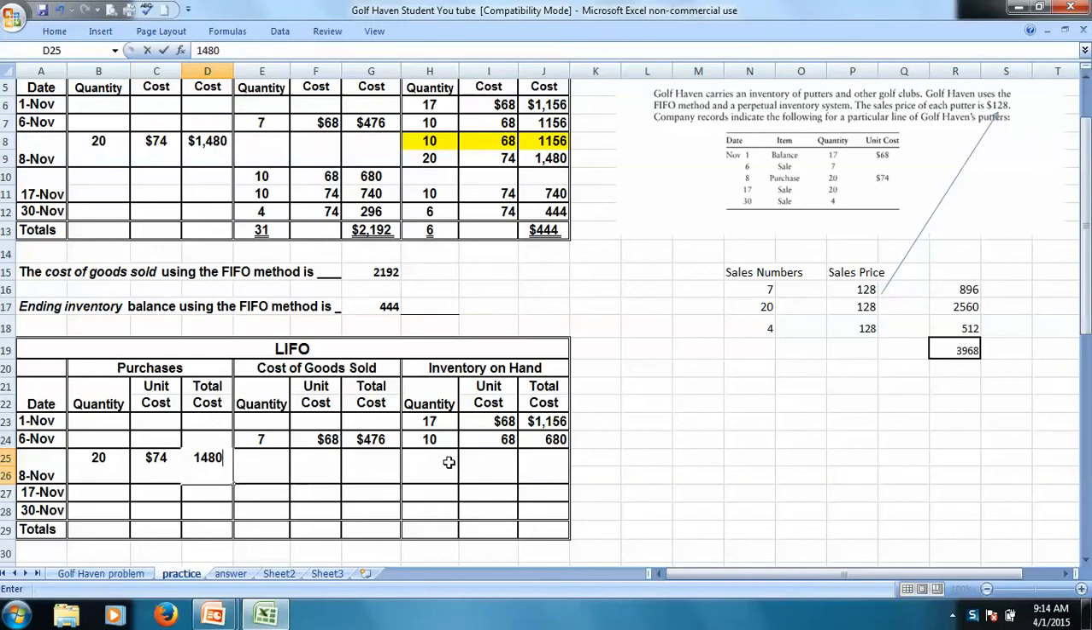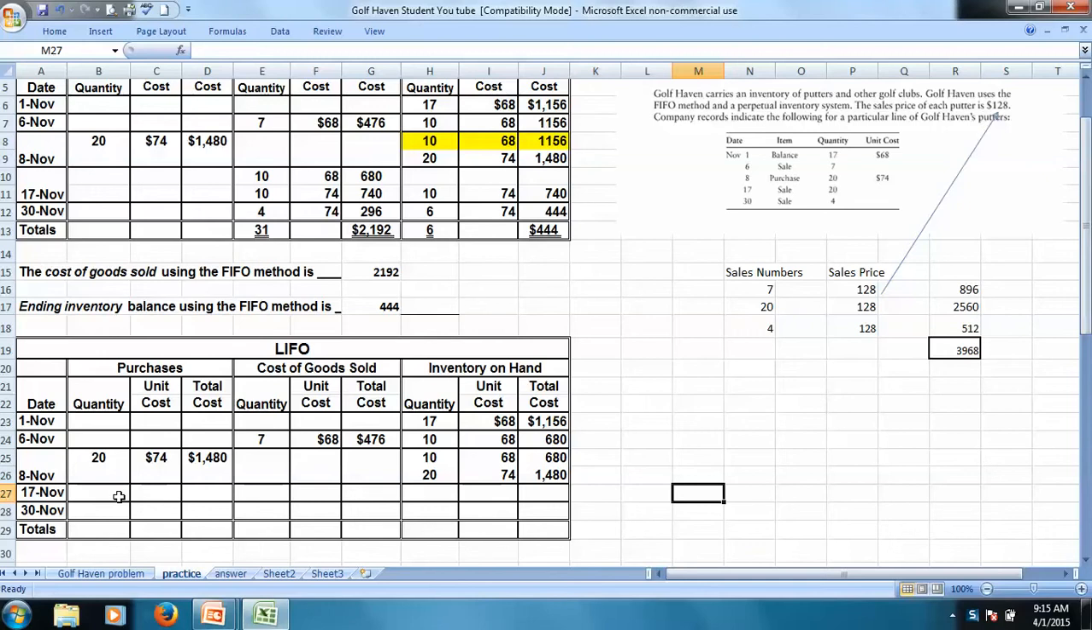And we are still going to have 2 layers of inventory at the time we purchase, right? 10 at the 68, 680. It's all still the same. And we've got another layer, 20 at 74 for 1480. All still the same. Looks the same.